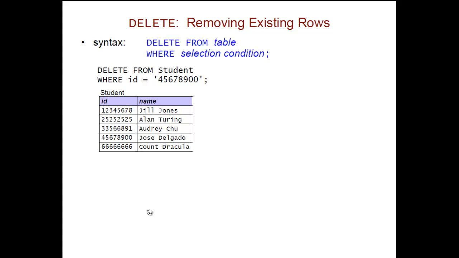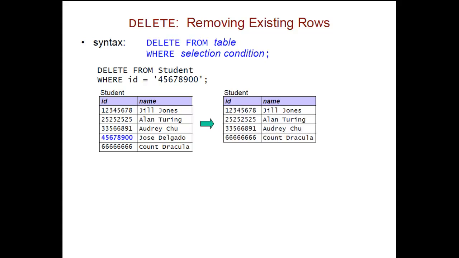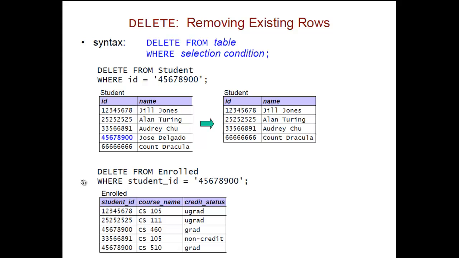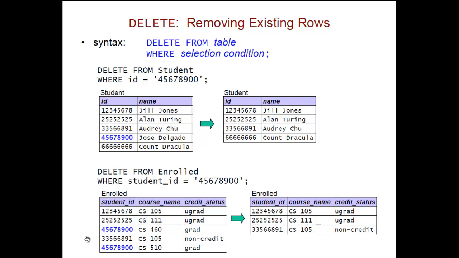This works just like the where clause in a select command. For example, if I say delete from student where ID equals 4567890, we're going to find that row and delete it. So the where clause is specifying which rows should be removed from the table. It's possible to remove more than one row at a time. So here I'm deleting from the enrolled table the rows with that same student ID. In this case, the name of the column is student underscore ID, so that's what I specify in the where clause. There are two different rows with that ID number, and they will both be deleted.